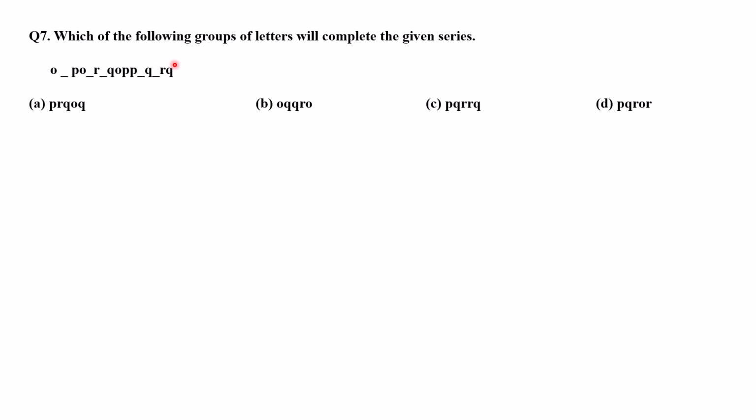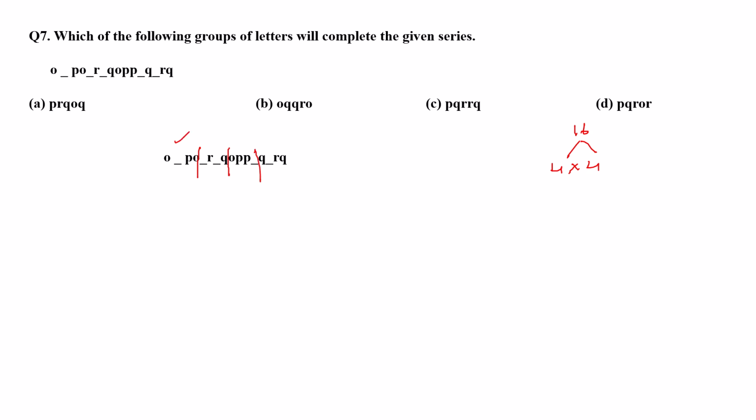Now question 7, which of the following group of letters will complete the given series? Now we have already solved one question similar to this in the beginning, isn't it? So first of all count how many letters are there. If you count, there are 16 letters. Okay, and how will you divide 16? 16 we can divide in many ways. One of the ways is 4 into 4, isn't it? 16 can be divided as 4 into 4. So now what I will do, I am going to make a group of 4 letters. 4 groups of 4 letters. So one group, another group, third group and fourth group.